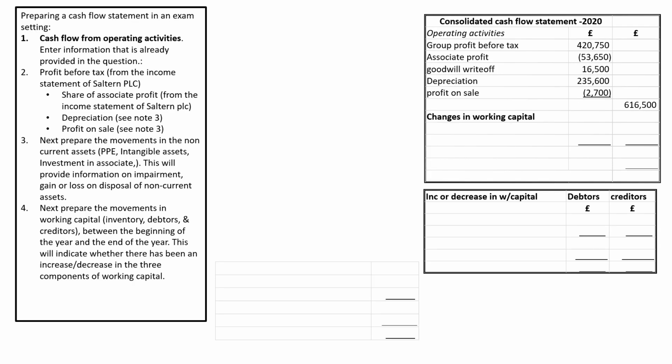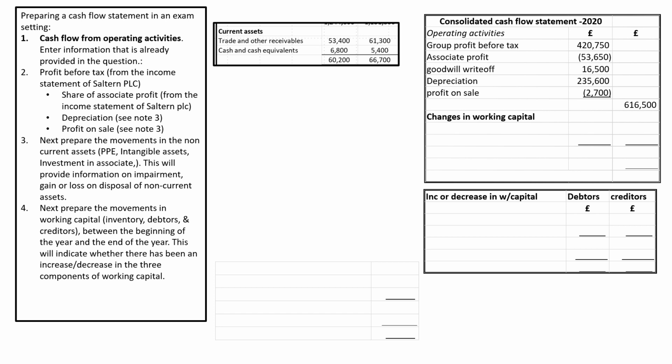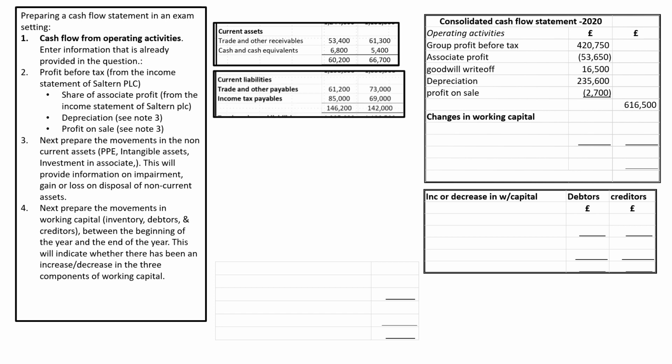Next, we're going to prepare the movement in working capital, which is inventory, debtors, and creditors, between the beginning of the year and the end of the year. This will indicate whether there has been an increase or decrease in the three components of working capital. So here's the data taken from the balance sheet, and we slot in the figures. So the opening balance, 2019 for debtors, is 61,300.